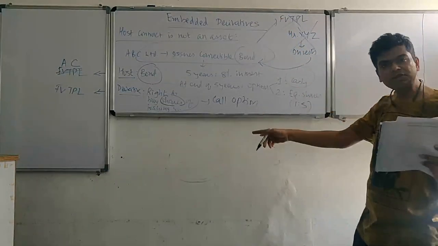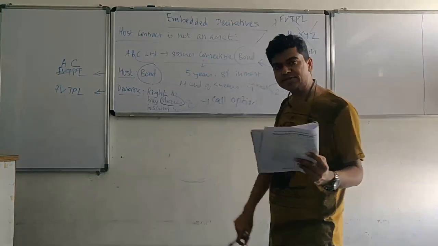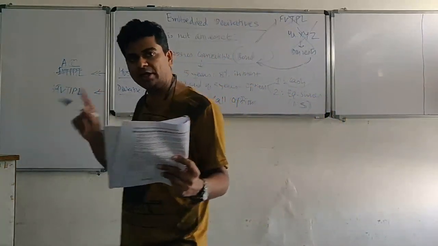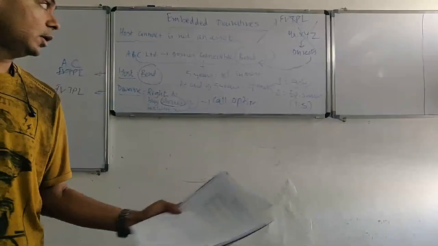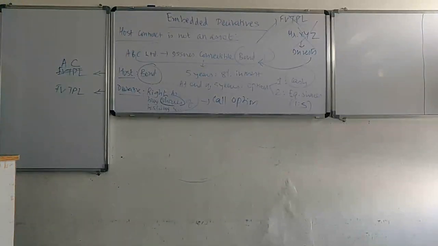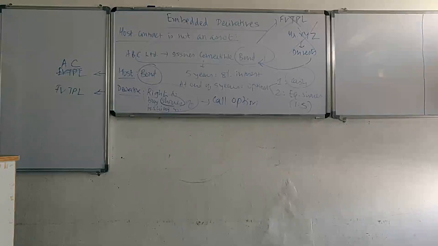So just see in our illustration, all the three conditions are getting satisfied. Condition number A, condition number one, you can observe on the board as well. The host contract is bond. Bond will have economic characteristics and risk. The derivative is for shares. Shares will also have economic characteristics and risk. But the risk of the bond and the risk of the share is not closely related. Condition A satisfied.